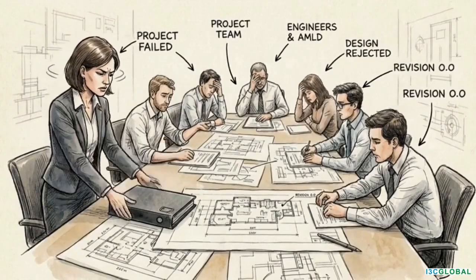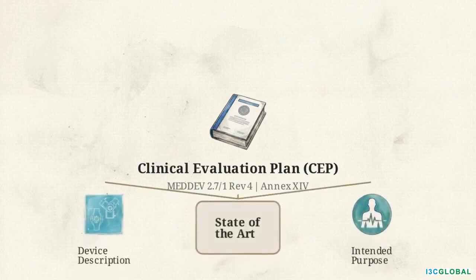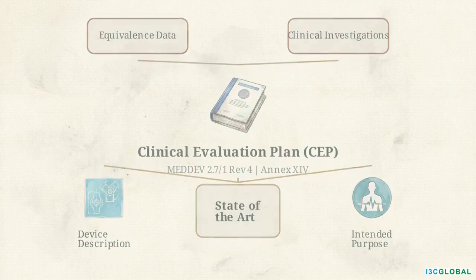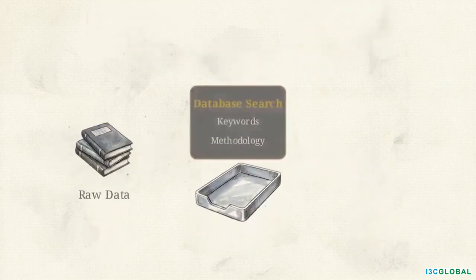The Clinical Evaluation Plan, or CEP, is the technical blueprint required by MedDev 2.7/1 Revision 4 and Annex 14. It dictates the exact methodology a manufacturer will use to validate their clinical claims. A compliant CEP must clearly define the device description, its intended purpose, and an analysis of the current clinical state of the art for that specific therapy. The document must also specify exactly where clinical data will come from, including whether the manufacturer will rely on equivalent device data or conduct new clinical investigations.